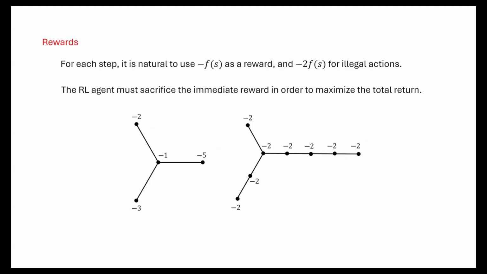And then the reward. Since we are aiming to get the simplest representation as soon as possible, we give some penalty at each step, so minus f of s. The function f shows how simple this plumbing graph is. So we are providing this penalty of minus f of s, and for illegal actions we penalize twice, minus 2 f of s.